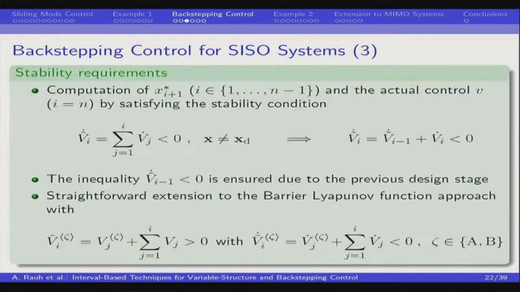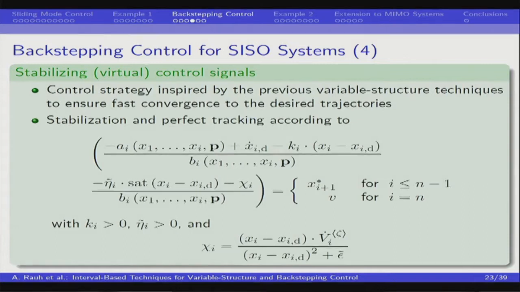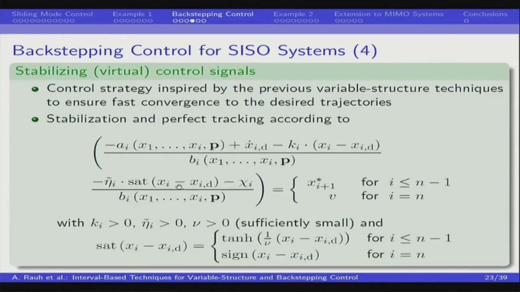The corresponding stabilizing and perfectly tracking control strategies are characterized in such a way that you design some desired expressions here for these affine variables in the state space representation. This representation is motivated by the variable structure approach, and you will see on the following slide that this saturation expression here is a differentiable expression for the orders 1 till n-1, and for the highest system order, for the actual control input, you can specify a hard switching there.